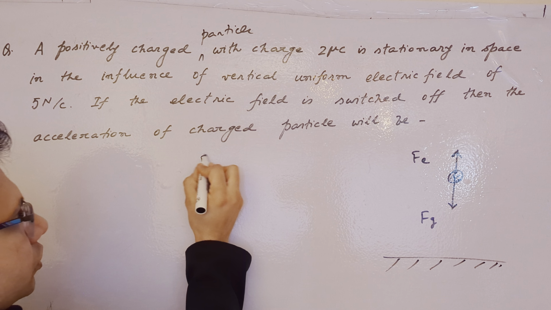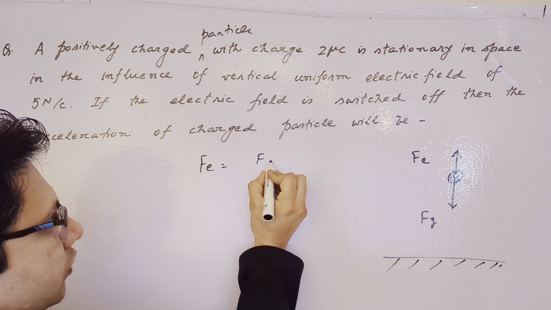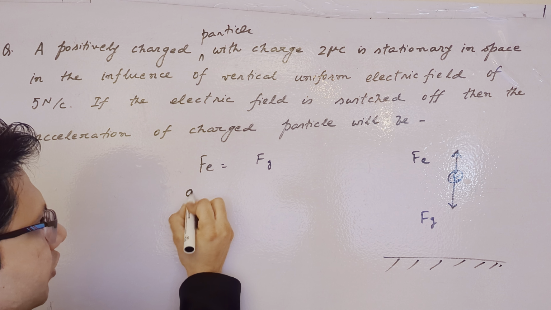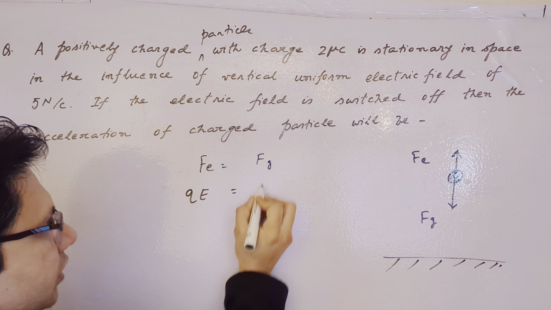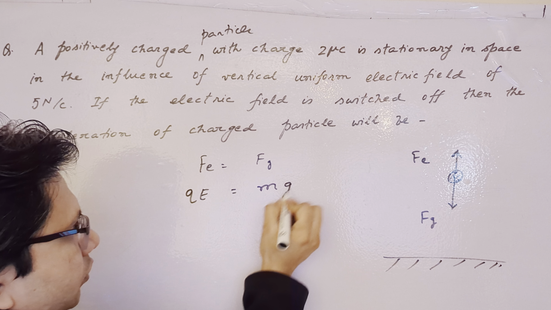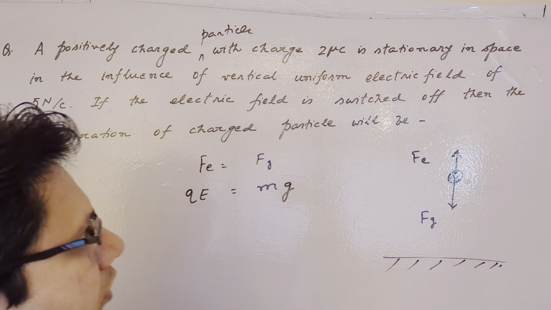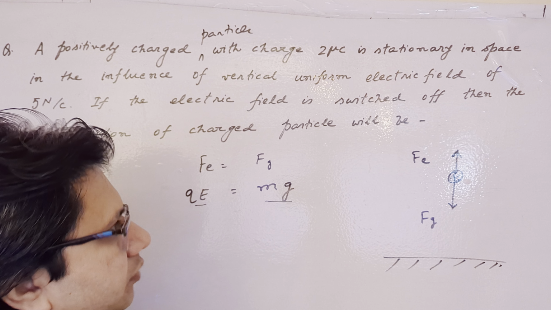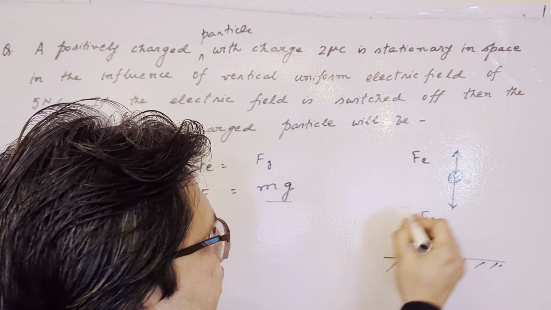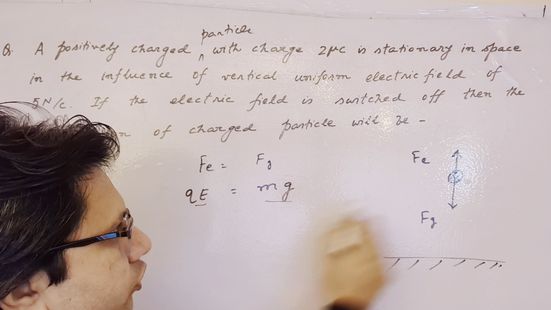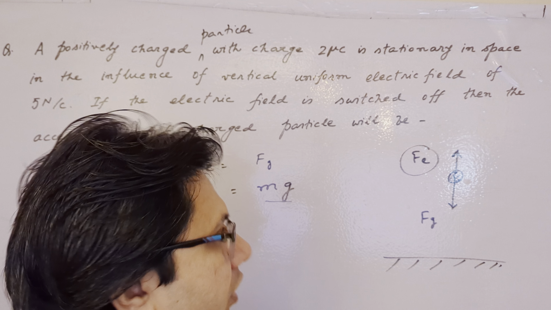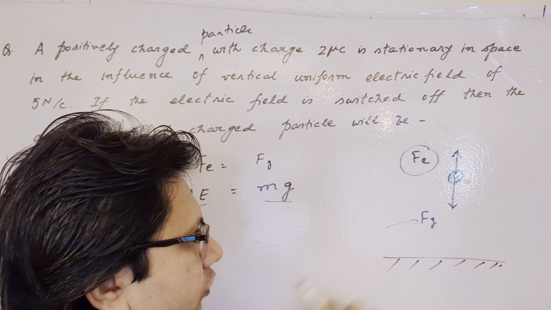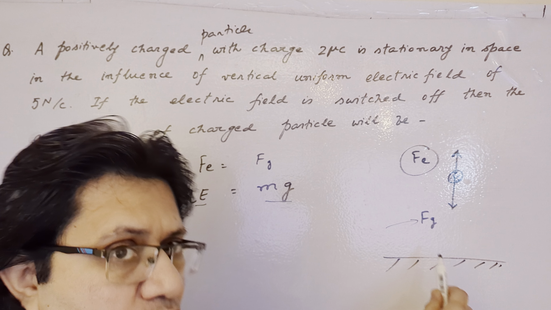So the electric force is equal to the gravitational force. Now the electric force is given by F equals QE and the gravitational force is given by mg. So when it is in a balanced state, QE is balancing the mg, and when the electric field is switched off, this force becomes zero and the particle moves in the downward direction under the influence of the gravitational force only.